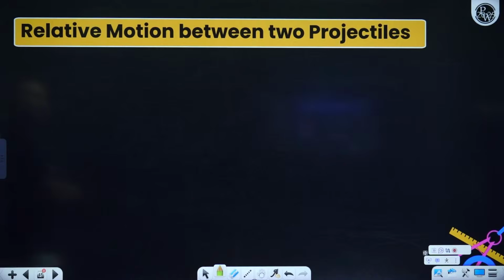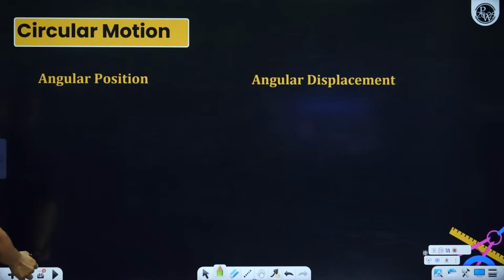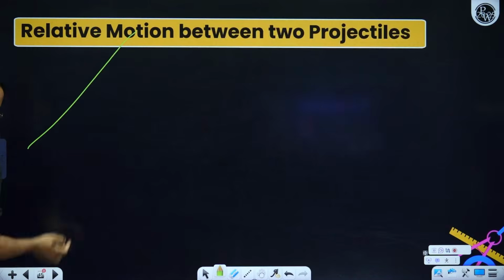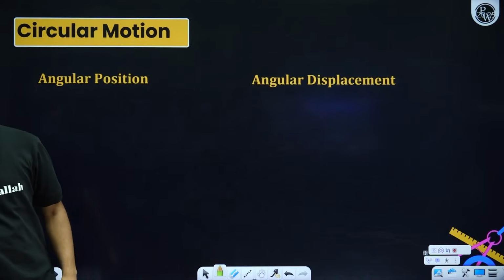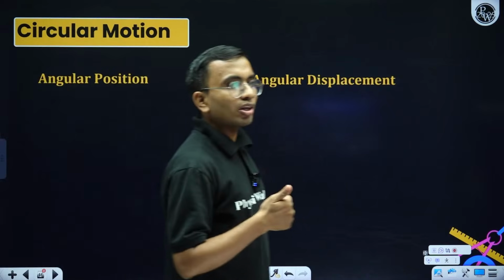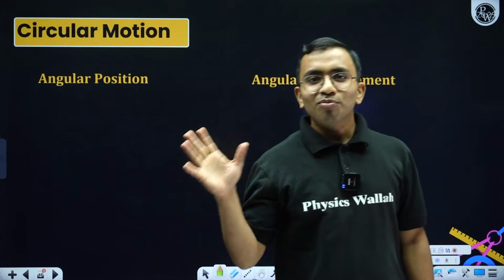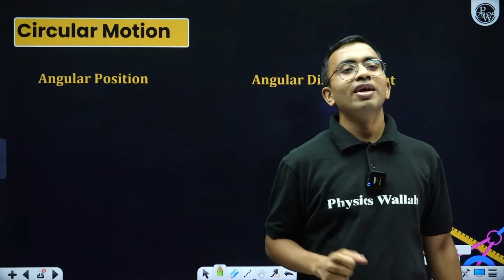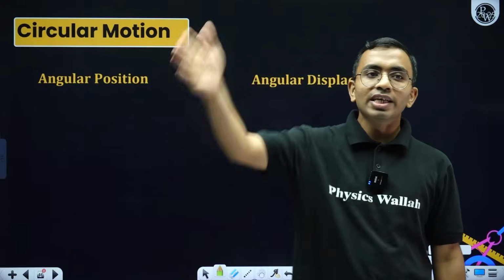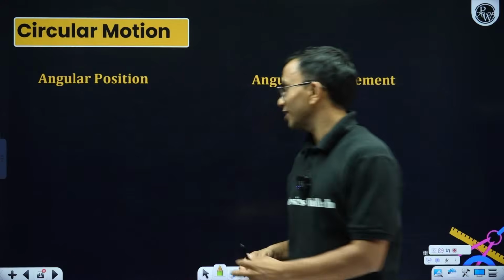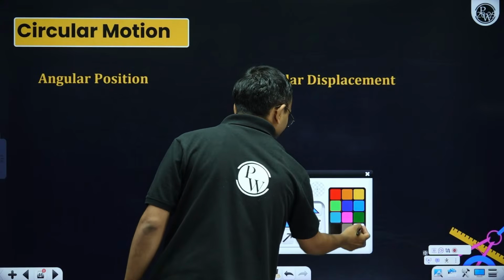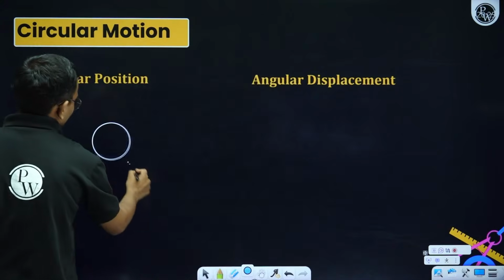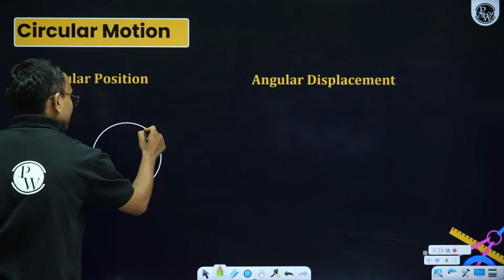Now, relative motion between two projectiles I have discussed previously, so I am not taking that again. Now coming to circular motion. Till now we were talking about motion in a plane along the x-axis and y-axis. Now our particle is moving in a circular motion, which means the particle is moving something like this.